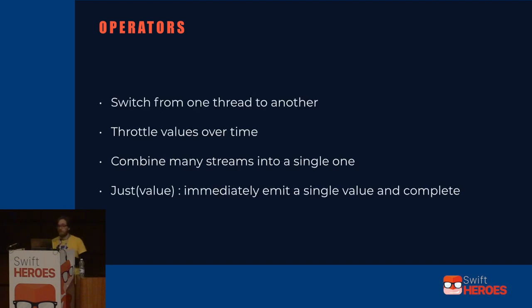Other things you can do with operators that are really cool and super convenient to use is, for instance, to switch from one thread to another and get rid of the DispatchQueue async methods you are already used to using. It's just a simple operator that can switch from one thread to another. You can throttle values over time. If you are typing too fast on the keyboard, you don't want to send all of those values to the server, but just the last one after you stop typing. And this is just one single operator, one single line of code that you put in the middle of the stream. And you can also combine many publishers into a single one with rules defining which elements from each publisher have to be used at the bottom of the stream, and really solve very complex problems just by mixing up publishers.